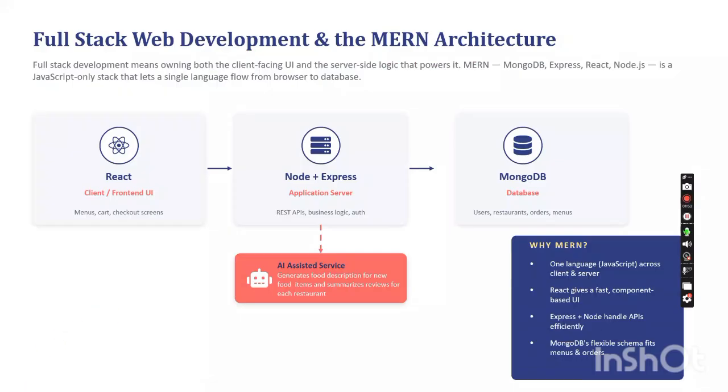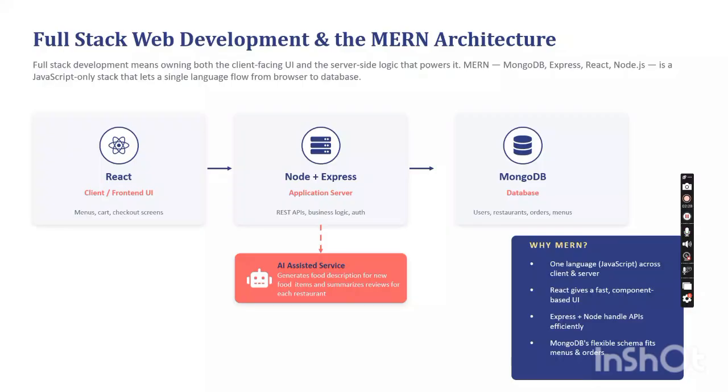Now let's look at the architecture of the application. Full stack development means owning both the front end that the user interacts with and the backend logic that powers it behind the scenes. I used the MERN stack for this, which stands for MongoDB, Express, React, and Node.js. The biggest advantage of MERN is that it's JavaScript end to end, so the same language flows from the browser all the way to the database.